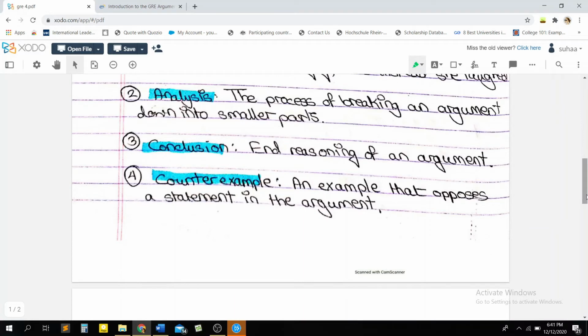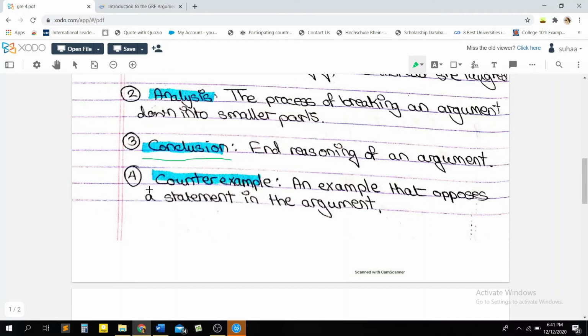Next, you will need to understand what analysis means. Whenever the GRE question paper tells you to analyze the essay, it basically means to break it down into smaller parts so that you can discuss it. We've all heard of the word conclusion. A conclusion is basically the ending of an argument. It's the final paragraph, the main thing that the author wants to say.